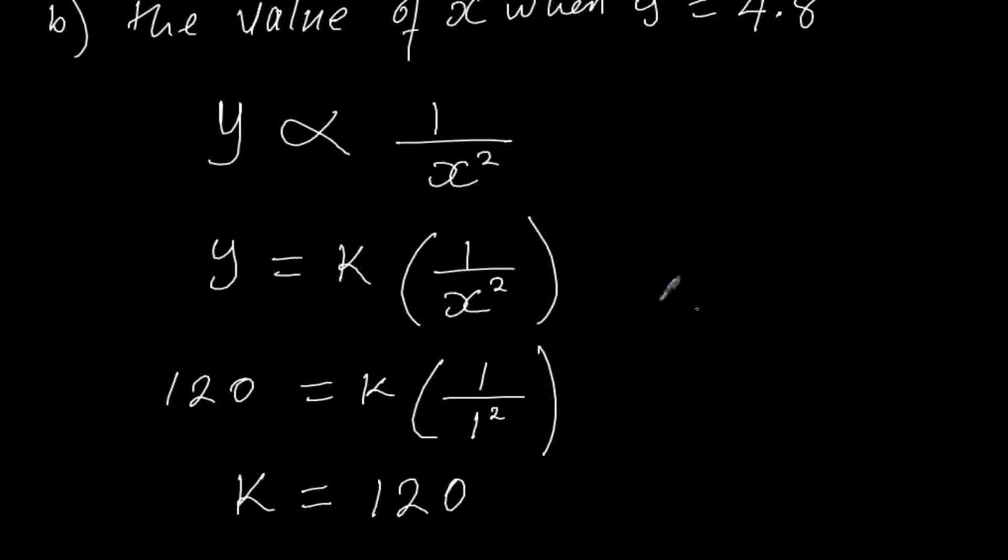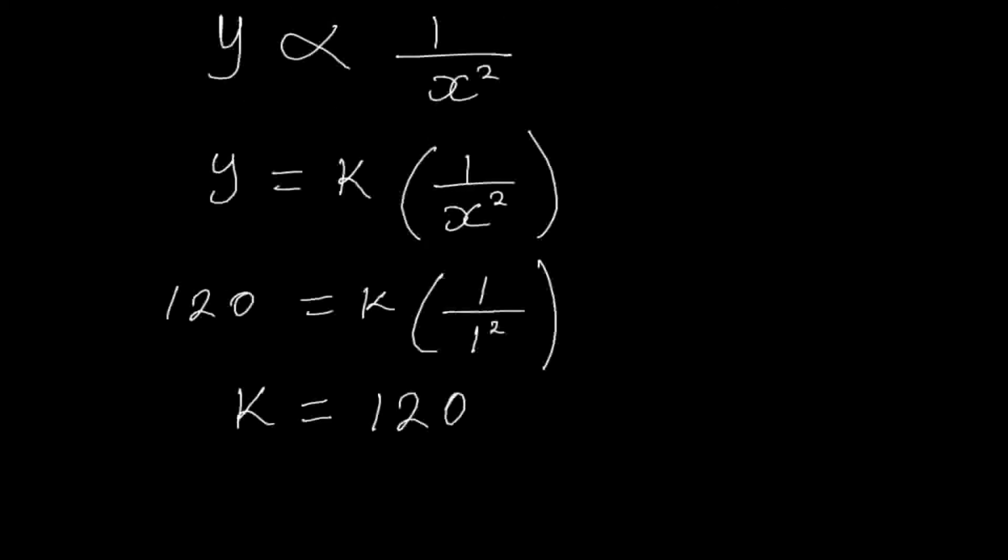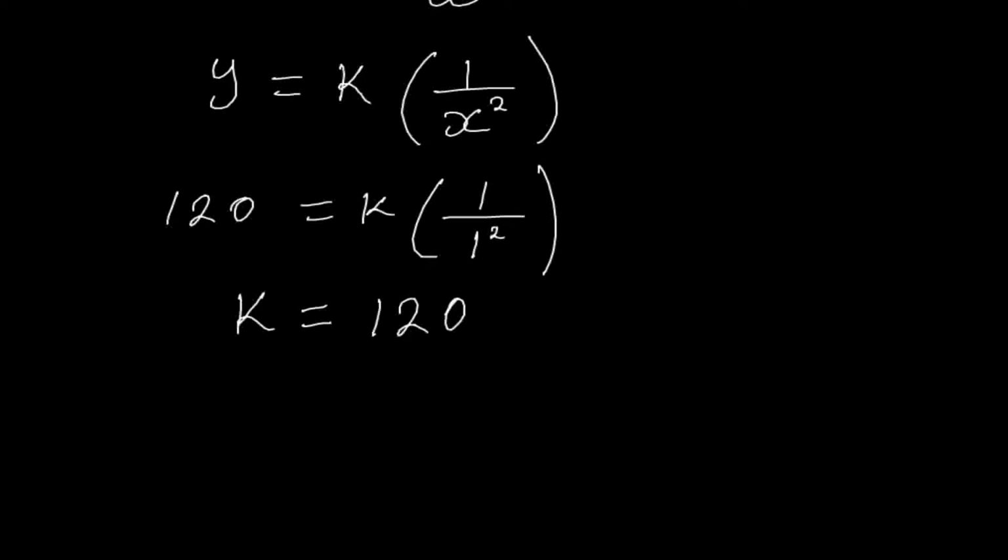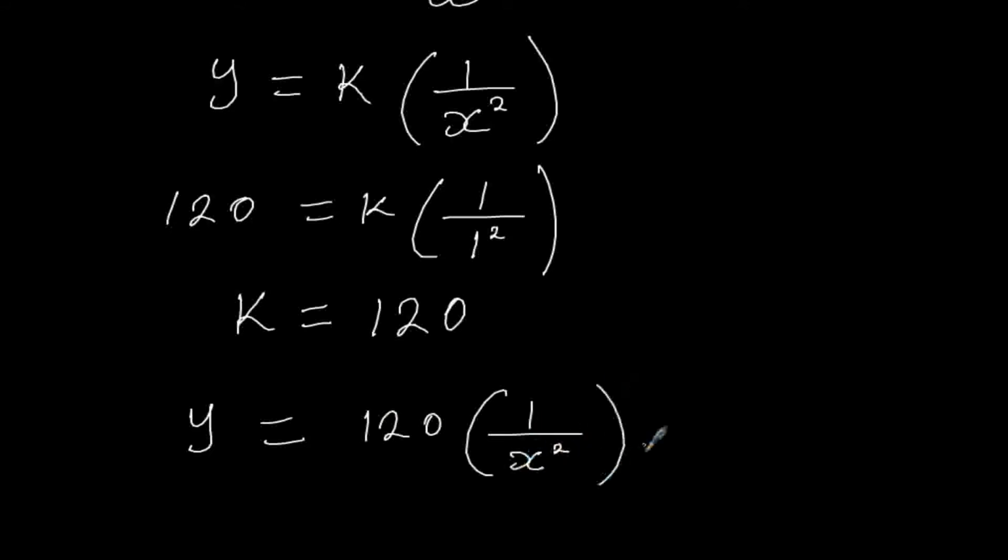Then we can substitute it back into this equation to form our equation, which has only x and y as unknowns. So we have y equals 120 into 1 out of x squared. So going to part A.